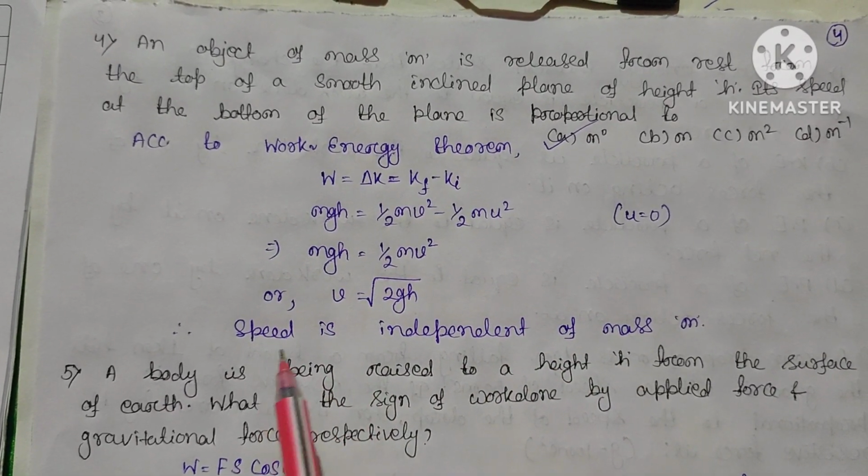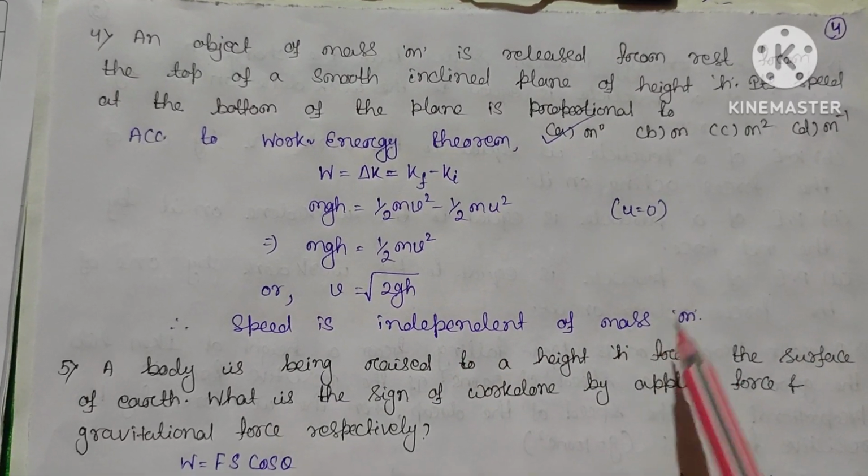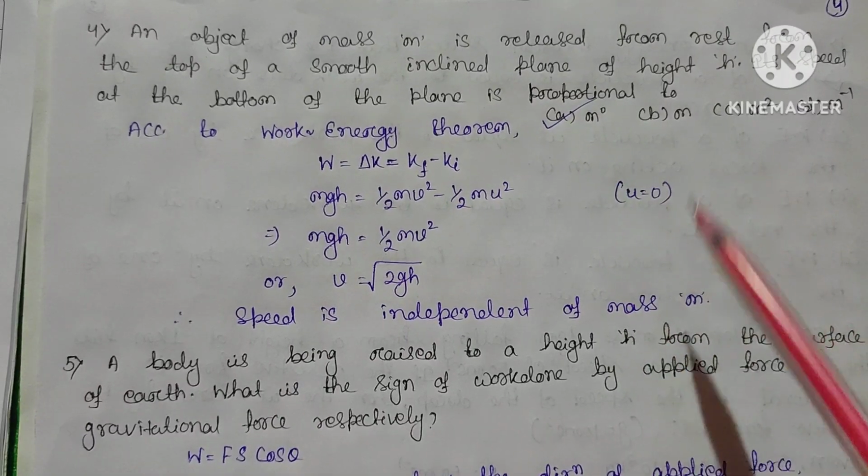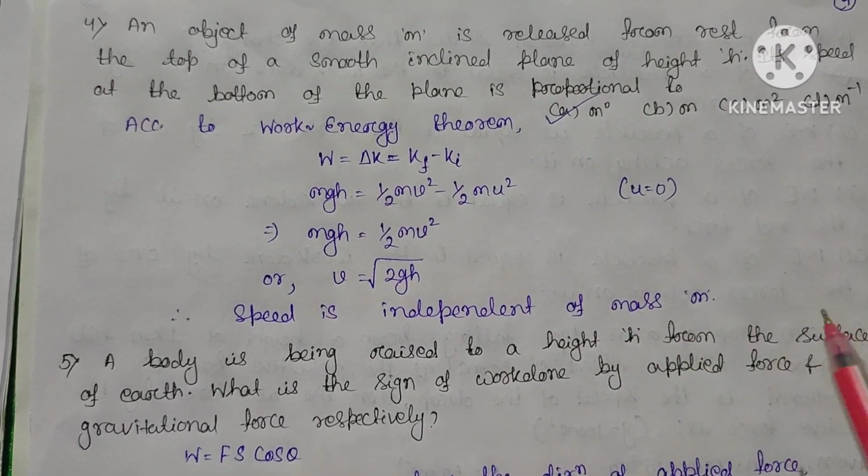So here you can see that the speed is independent of mass. It is proportional to m power 0, or it is independent of mass. Simply we can say that.